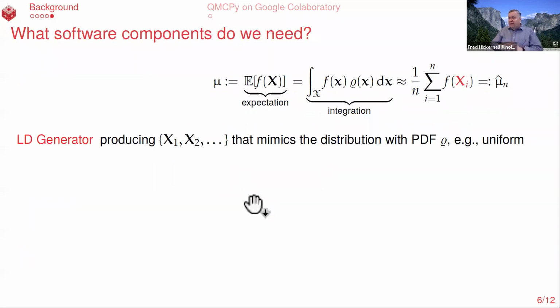So looking at the integration problem again, we have our answer, which we'll call mu. It's the expectation, or it's the integral. And we're going to approximate it by the sample mean. So what do we need? We need something that generates the x1, x2, x3, the low discrepancy sequence. And if you are familiar with it, you saw the words Sobol and Halton and lattice in an earlier slide. Those are some of the sequences we want to generate. So that's one thing we need in a piece of software. We need a low discrepancy generator. Any piece of software, if it's going to give you the complete package, needs that.